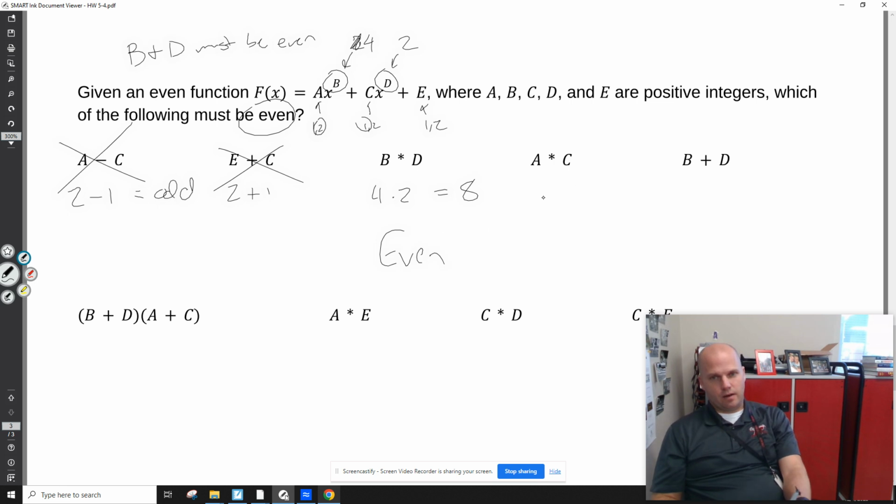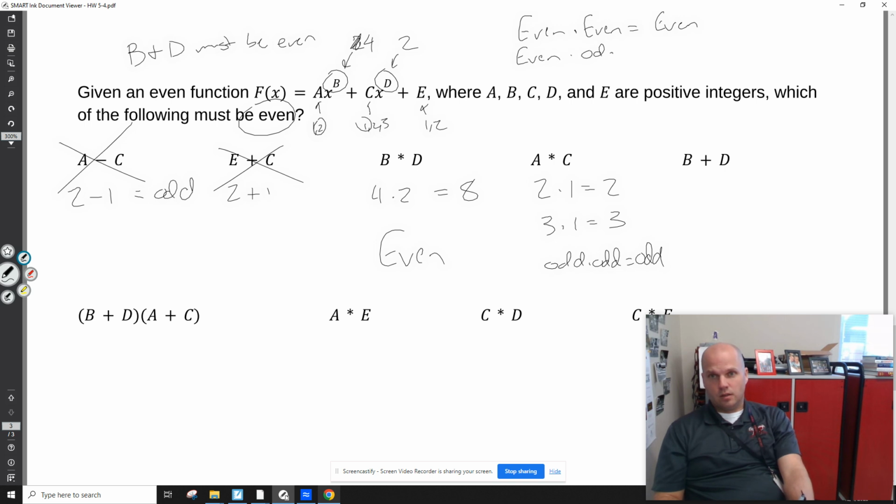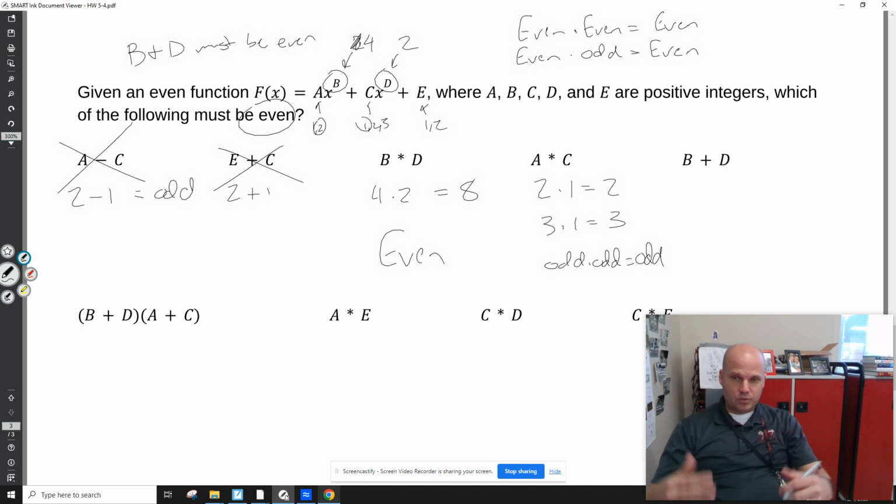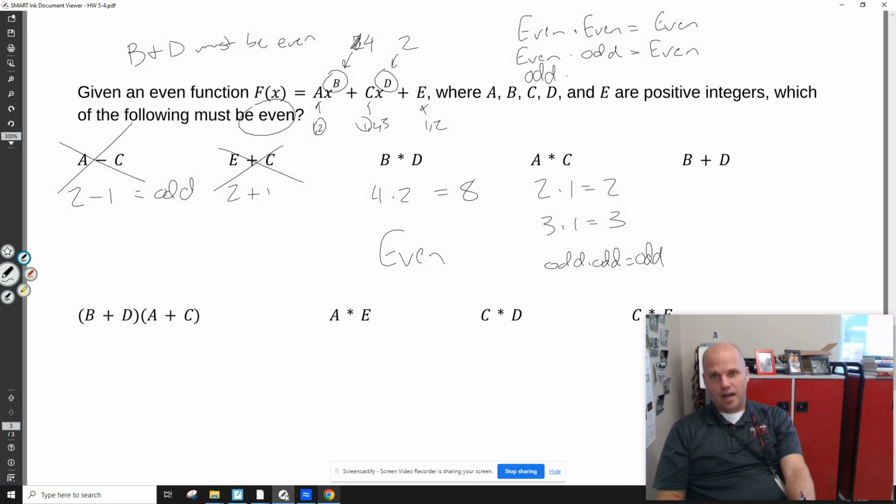A times C. Well, again, like 2 times 1. Okay, that's 2. But what if it was 3 times 1? Well, that's 3. Odd times an odd, we find, is an odd. All right? So, some things we got to pay attention to. Even times even is an even. 4 times 2. Even times an odd, we find, is even. 2 times 1. 4 times 3. Odd times an odd is odd.